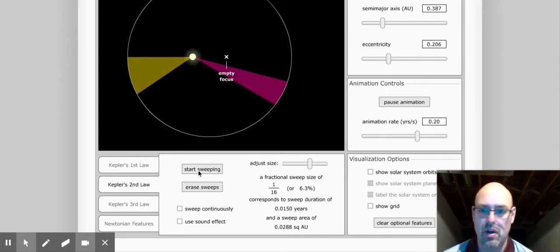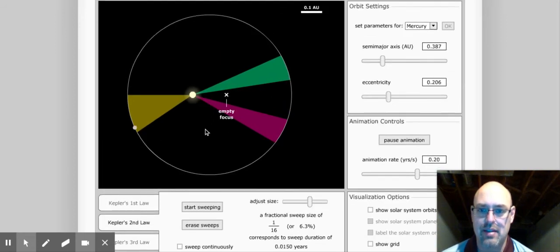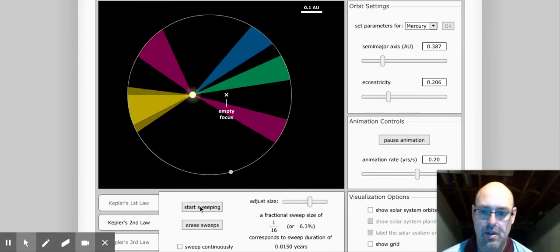Okay, click another one. Click that one. It's kind of fun. You can see if you can land in the same spot and so on. Oops. There we go. All right. So, my planet's sweeping around the sun.